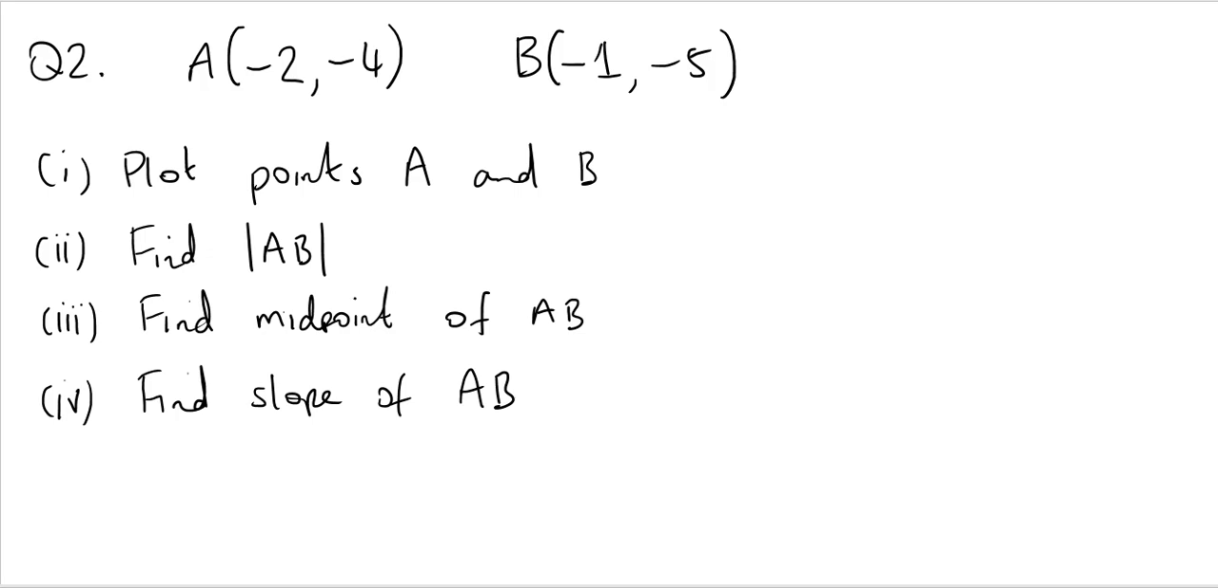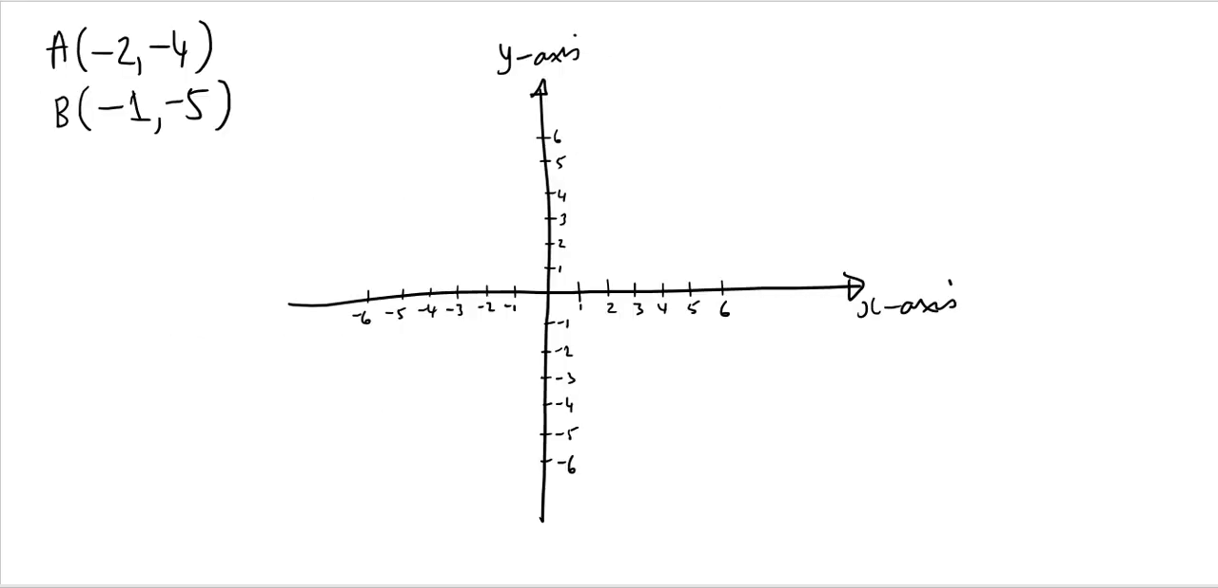So in question 2 here, A is the point (-2, -4), B is the point (-1, -5). Plot points A and B is the first part. So this is our coordinate plane here, and of course you will have proper grid paper doing these questions. For me here, I've got (-2, -4), x before y, just got to remember that, x before y. You just need to remember the coordinate parts.